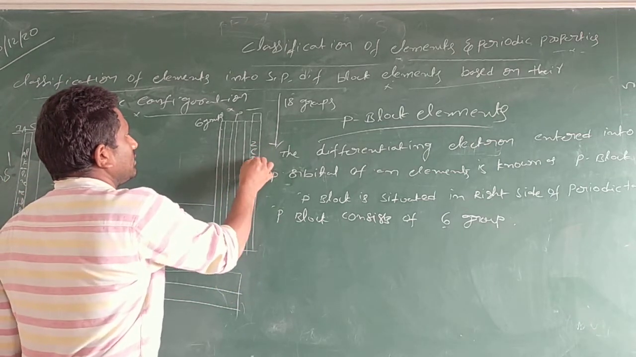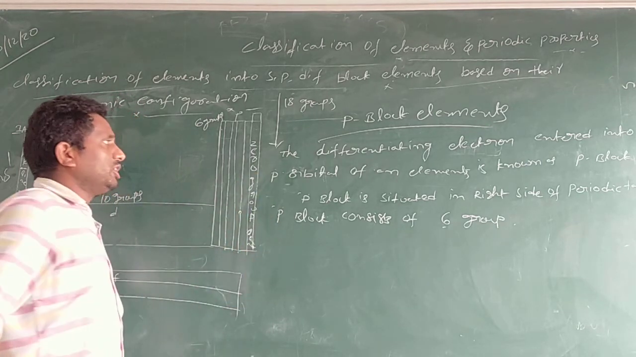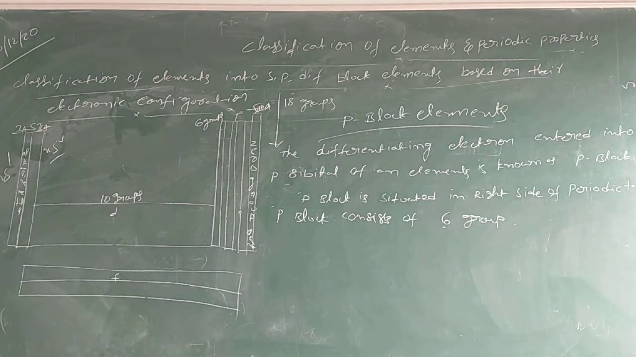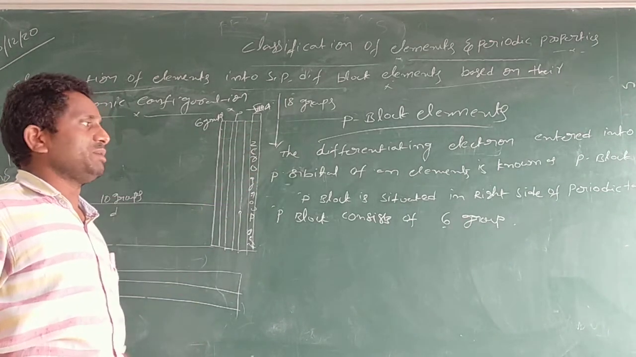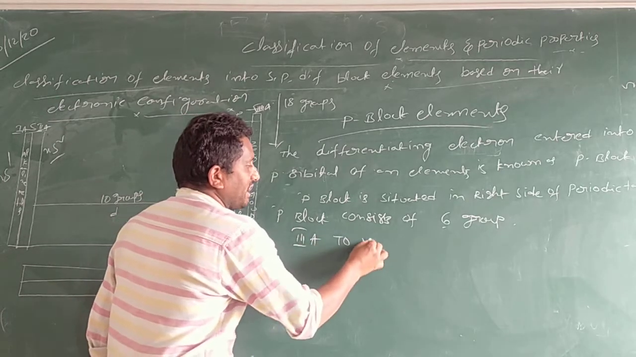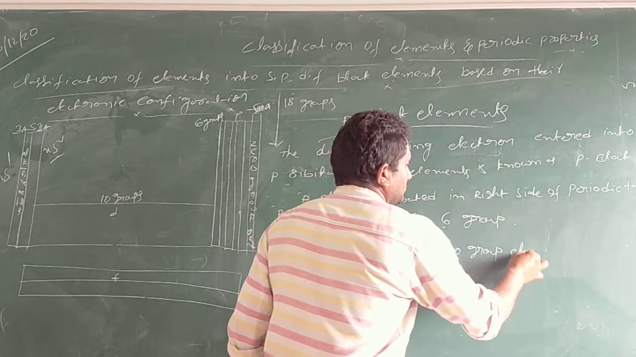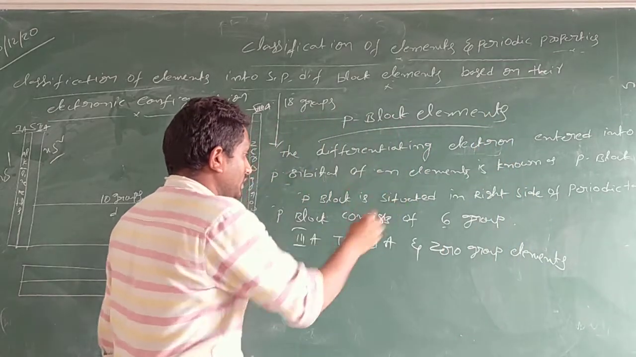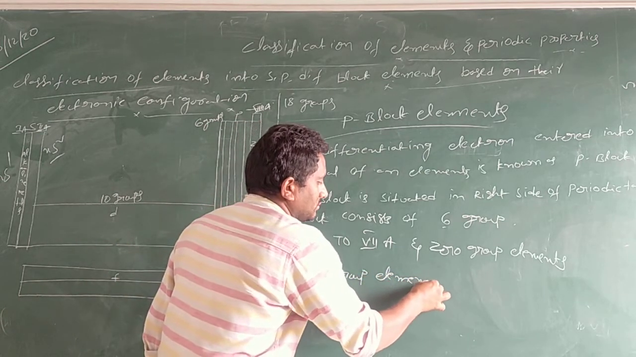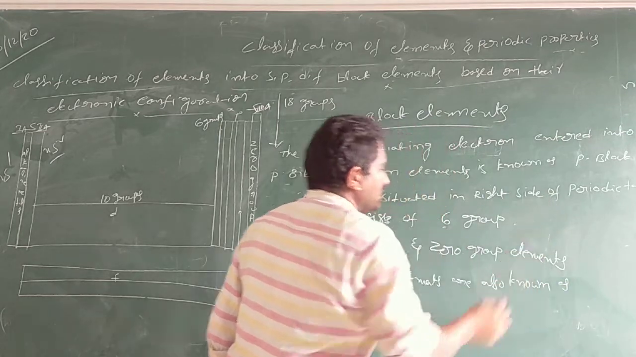The 0 group elements, also called the 8A group, are known as noble gases. So groups 3A to 7A and the 0 group elements make up the P block, and the 0 group elements are also known as noble gases.